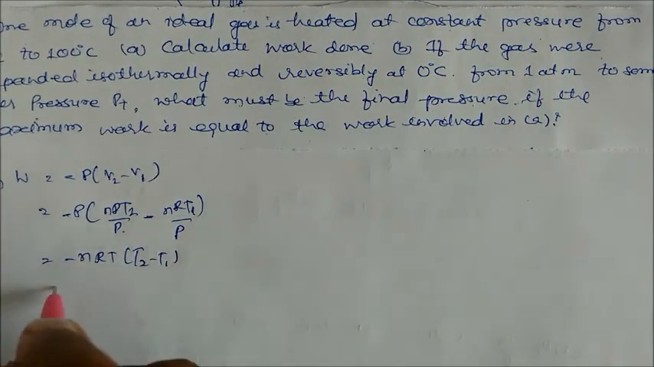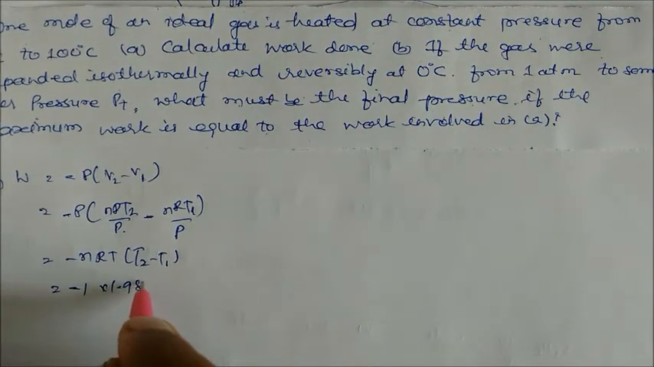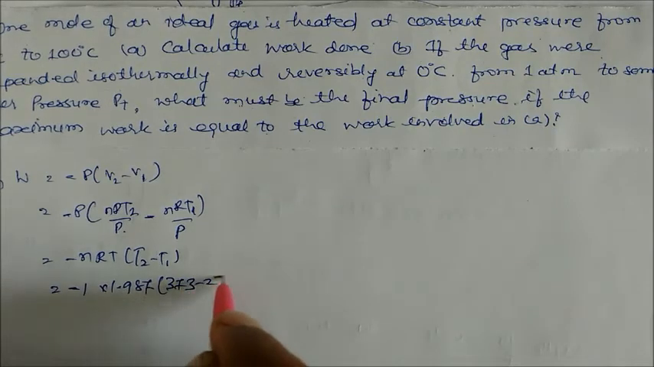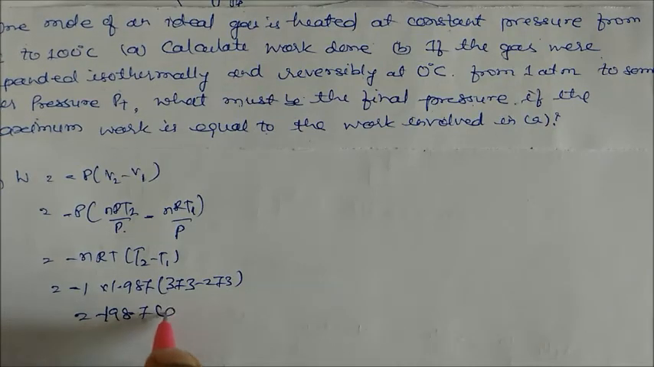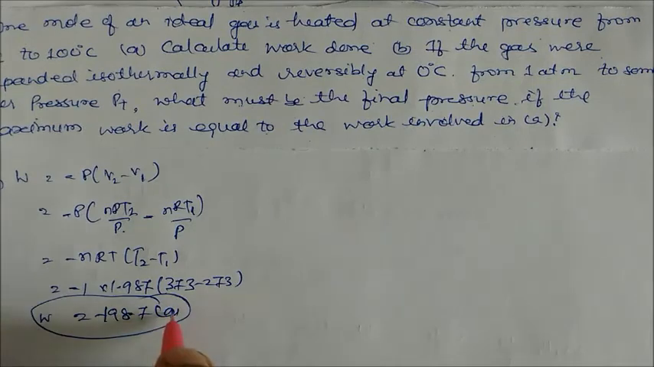So we can directly write this value: minus 1 into 1.987, and temperature is 373 minus 273. So on solving, we will get here minus 198.7 Kelvin. So this is our work done. Okay, this is our work done in calories.